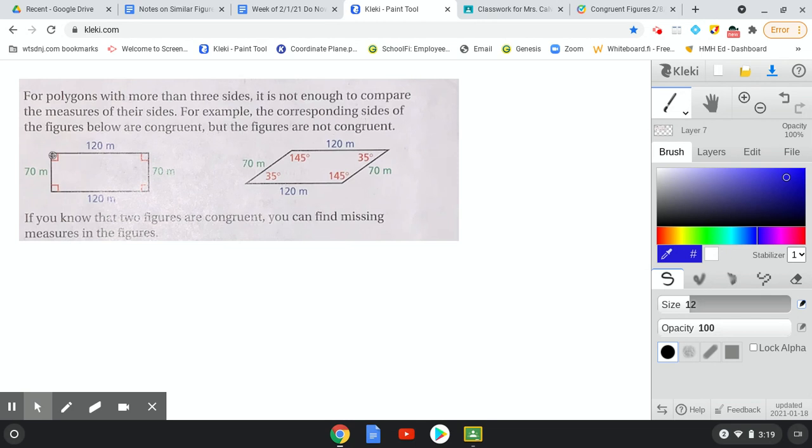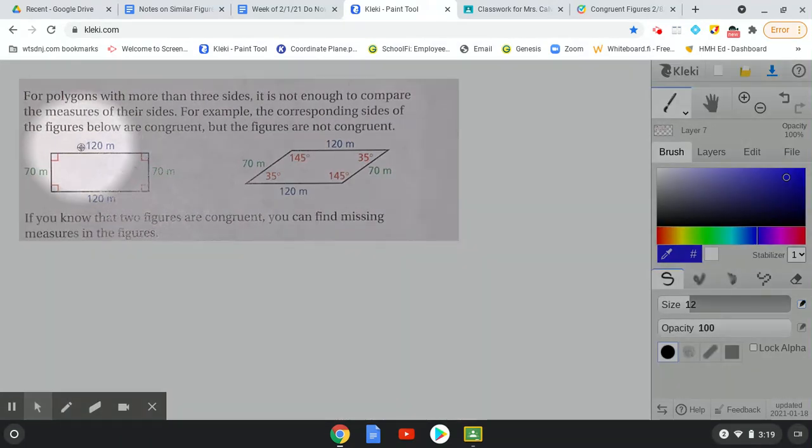So what that means is the corresponding sides are congruent, meaning they have the same measurement. So if you notice here, the rectangle, it's 120 meters on the top. The parallelogram is 120 meters on the top. The rectangle has 70 meters down the side. The parallelogram is 70 meters down the side. 120 meters at the bottom of the rectangle, 120 meters at the bottom of the parallelogram, 70 meters on the left side of the rectangle, 70 meters on the left side of the parallelogram. So the side lengths are congruent, but that does not mean that our figures are congruent.